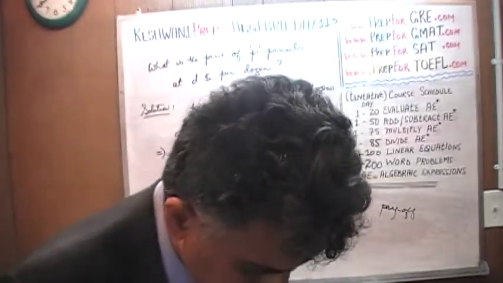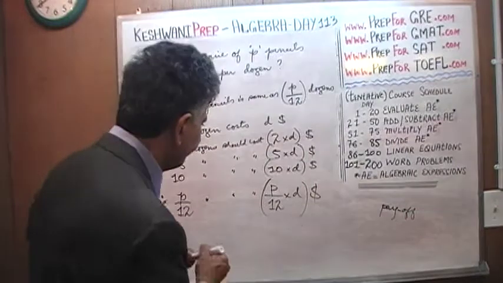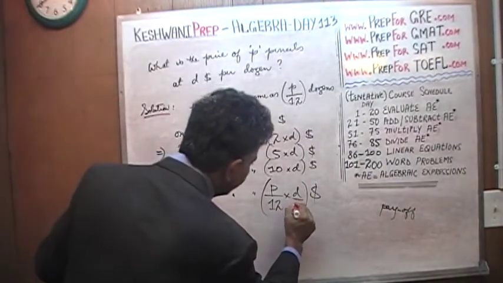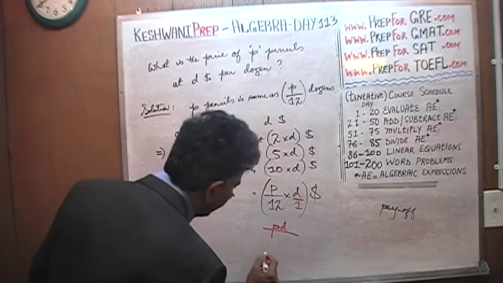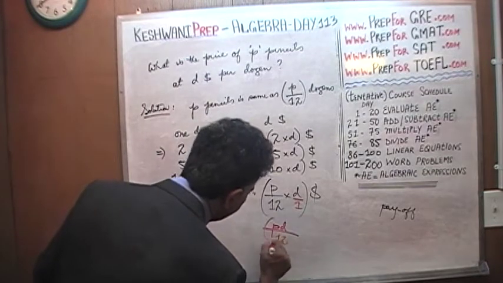Now, we're going to write it in a little bit nicer form. D is the same as D over 1, so what we have is P times D, which we write as PD over 12 dollars.